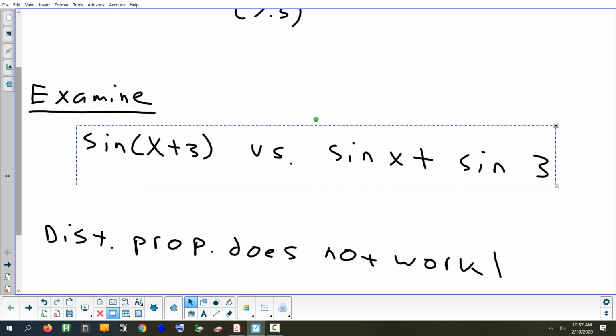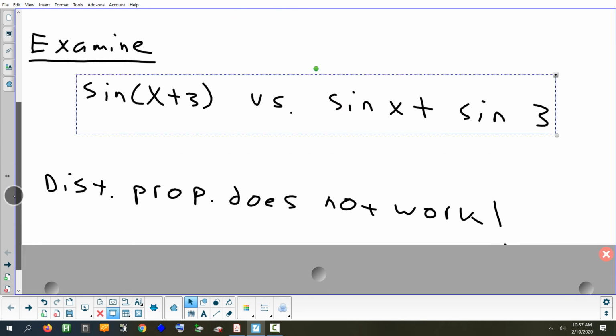If it was a number on the outside, yes, you can. Like if it was a 2, you could write 2x plus 6. But a function, no. Can't distribute a function.